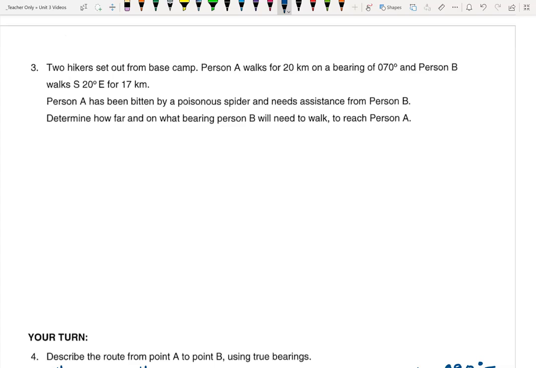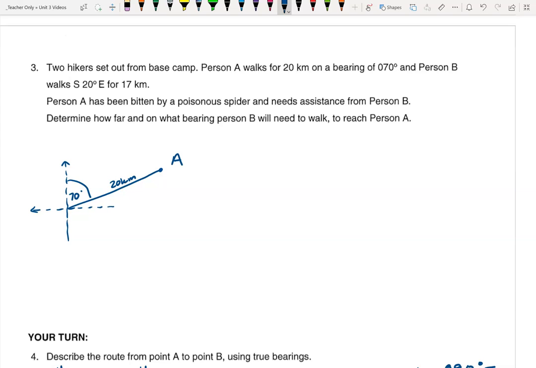So let's begin there. We've got person A walks 20 kilometers on a bearing of 70 degrees. So step one is to draw in the compass direction. So we've got some north, east, south and west points to use. And that also gives us our 90-degree angles as well that we can work with. So person A walks on 70 degrees true. So from north, moving clockwise, we're going to come out to person A. So 70 degrees. And 20 kilometers.